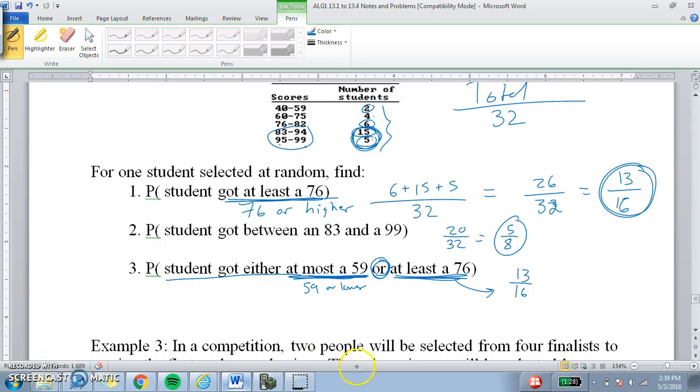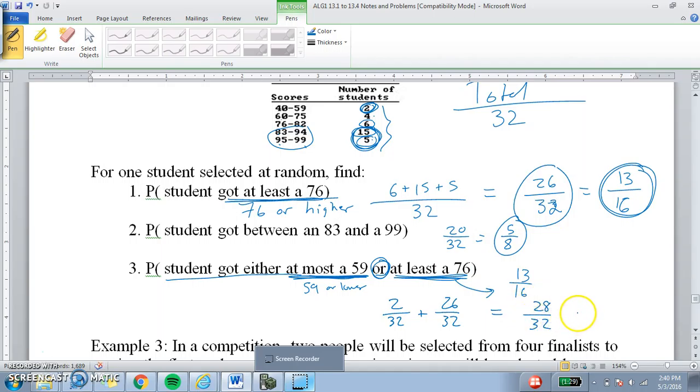So the probability that they got at most a 59, so a 59 or lower, there were 2 students that got a 59 or lower. So I would take the 2 out of 32 and add the 26 out of 32, or it reduced to 13 out of 16, so 26 out of 32. It's easier if I take it unreduced to add it, so that gives me 28 out of 32, which reduces to 7 out of 8.